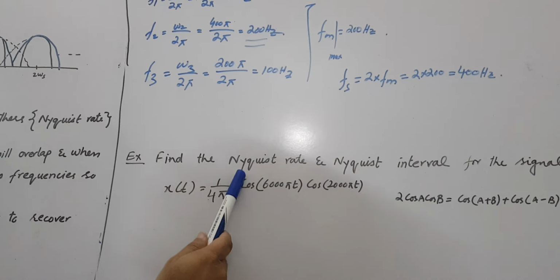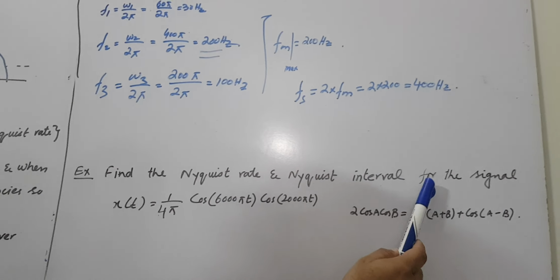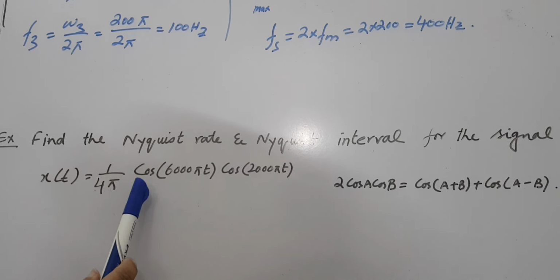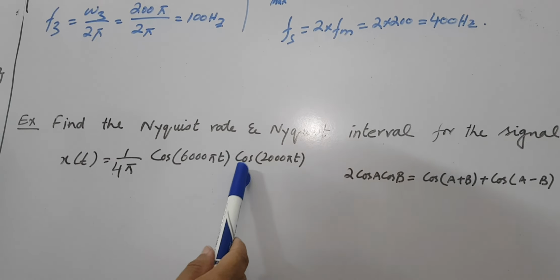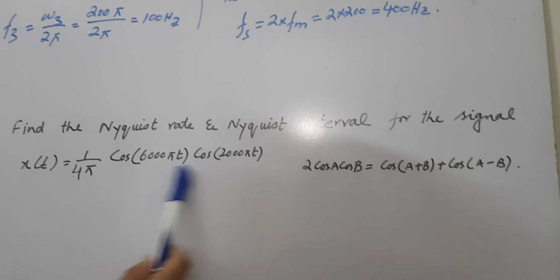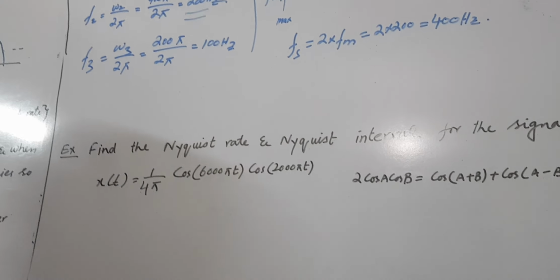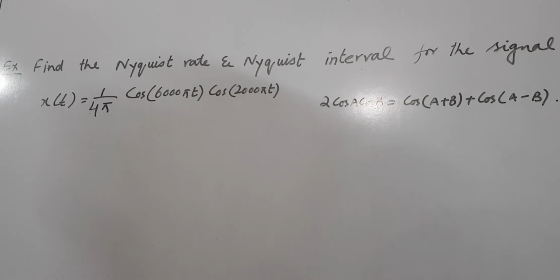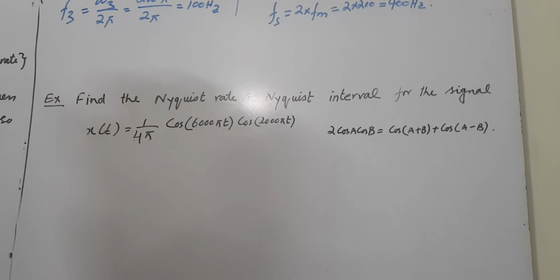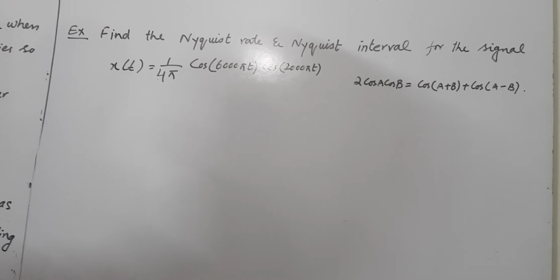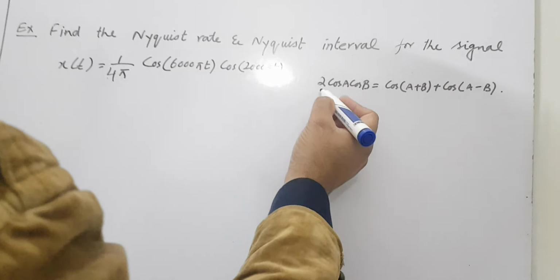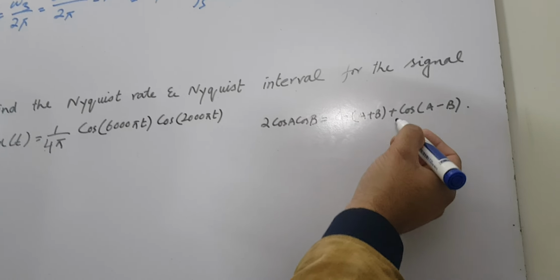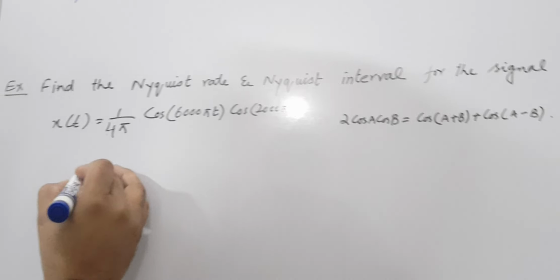Example: find the Nyquist rate and Nyquist interval for the signal x of t equals 1 over 4 pi cos 6000 pi t and cos 2000 pi t. So this is a product. We have to convert it into an addition or subtraction in order to see which are the frequency components. So let's first convert the product. We know that 2 cos a cos b is equal to cos a plus b plus cos a minus b.